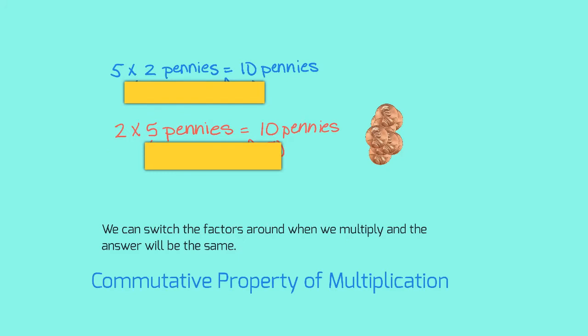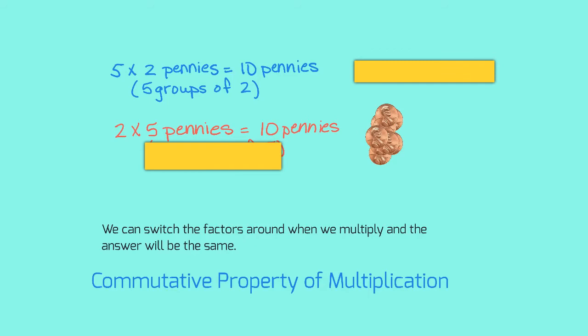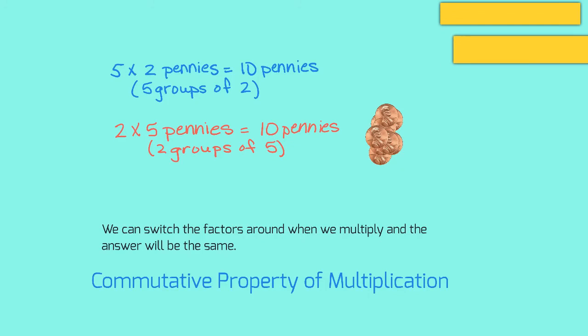So if we have 5 times 2 pennies, it equals 10 pennies. And we know that this would be called 5 groups of 2, okay? Also, if we have 2 times 5 pennies, it will also equal 10 pennies because we have 2 groups of 5. And we know that since these are factors, they can be switched and still equal the same product.